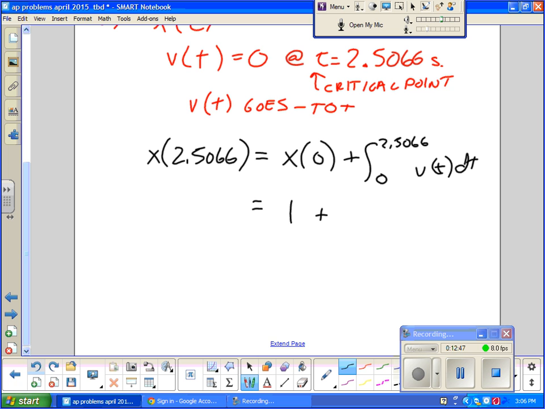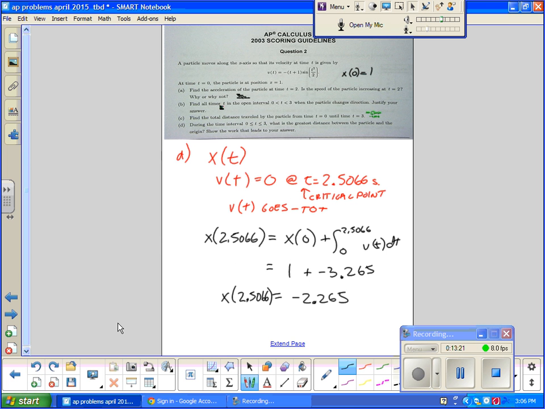And guys, if you do this integral in your calculator, again using the TI, I get negative 2.265 for x of 2.5066. Now, everybody, you can't just say that's the answer. You can't just say that's the answer.